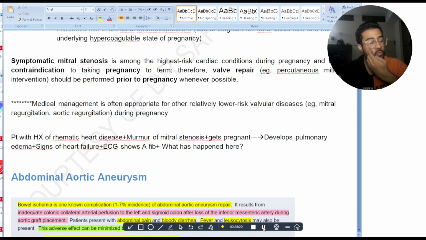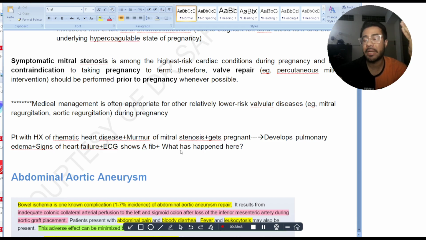So before we move on to abdominal aortic aneurysms, let's just discuss another important question. A patient with history of rheumatic heart disease, murmur of mitral stenosis is heard, gets pregnant. And after the patient gets pregnant, at the 2nd or 3rd month, develops pulmonary edema, signs of heart failure, and ECG shows AFib. What has happened here?